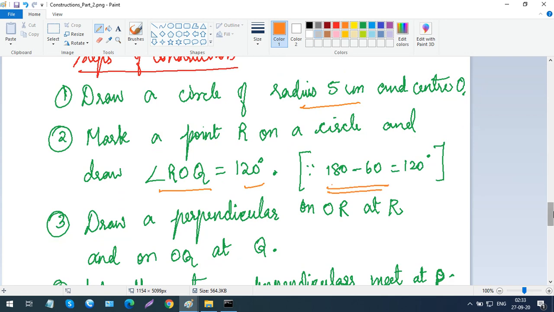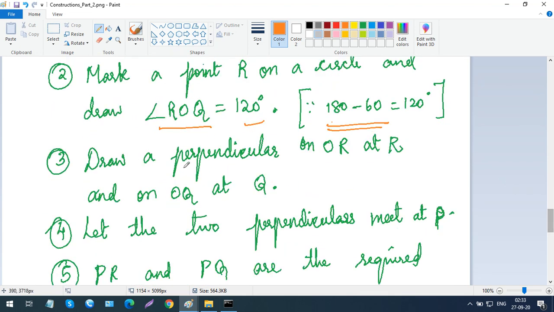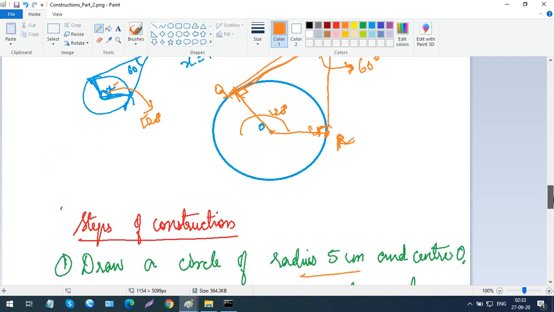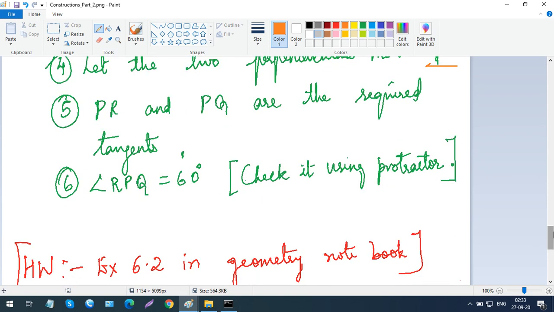Now draw a perpendicular on OR at R and on OQ at Q. Let the two perpendiculars meet at P. So PR and PQ are the required tangents. Therefore, if you want, you can check it: angle RPQ will definitely be 60 degrees.